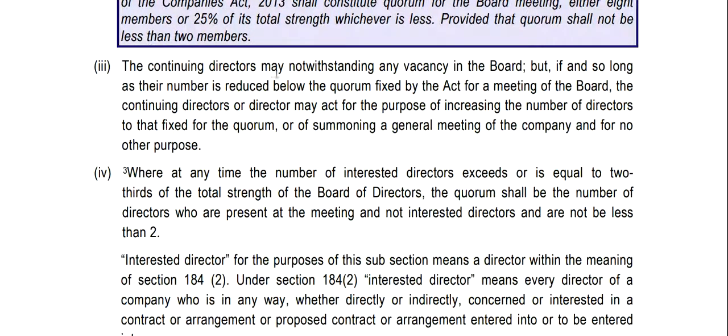The continuing directors may act notwithstanding any vacancy in the board, but if and so long as their number is reduced below the quorum fixed by the Act for a meeting of the board, the continuing directors or a director may act for the purpose of increasing the number of directors to that fixed for the quorum, or of summoning a general meeting of the company, and for no other purpose.